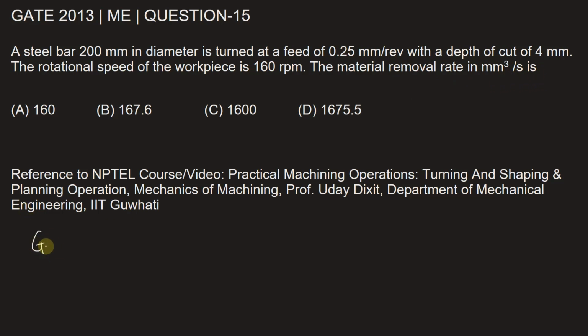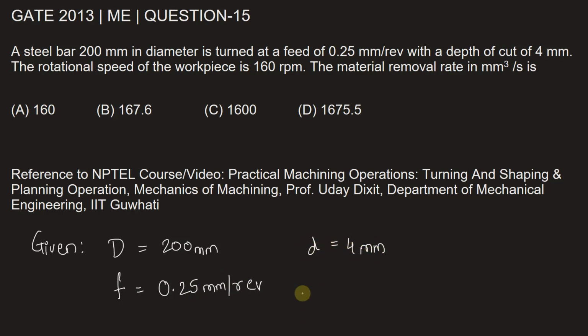Let's write the given things. So the steel bar has mean diameter, we'll denote this by capital D as 200 mm. Feed rate, small f, is 0.25 mm per revolution. The depth of cut, small d, is 4 mm. Rotational speed of workpiece, it's given in rpm, so it is capital N, 160 rpm. And we need to find out the material removal rate, mm cube per second.